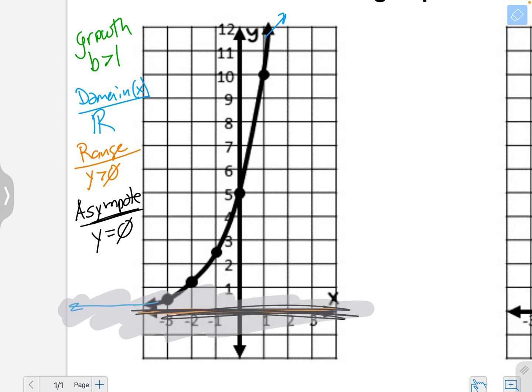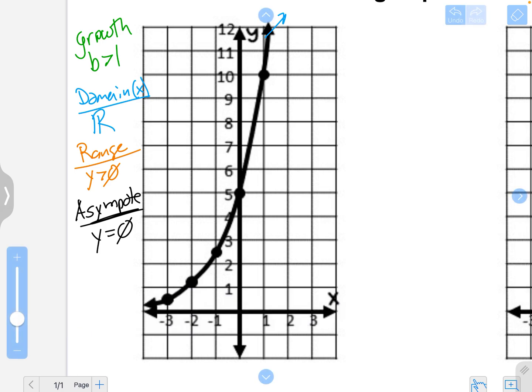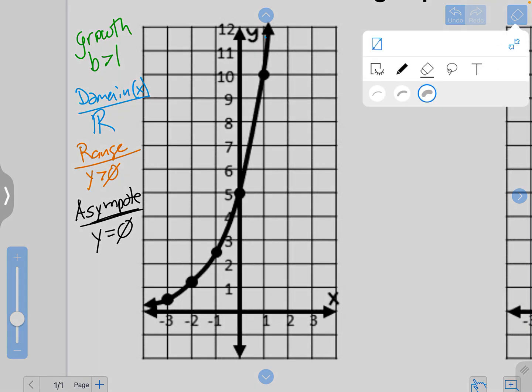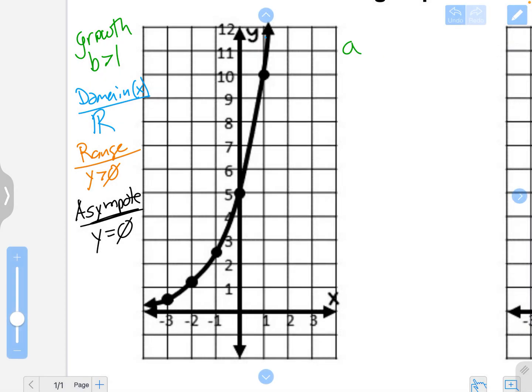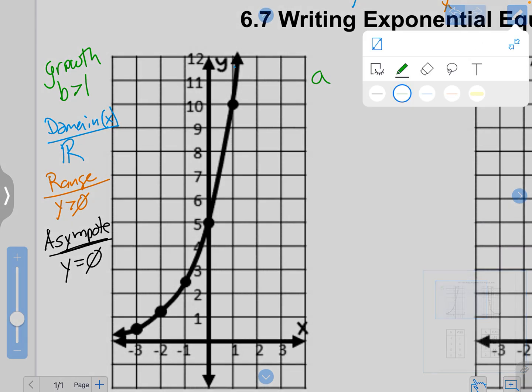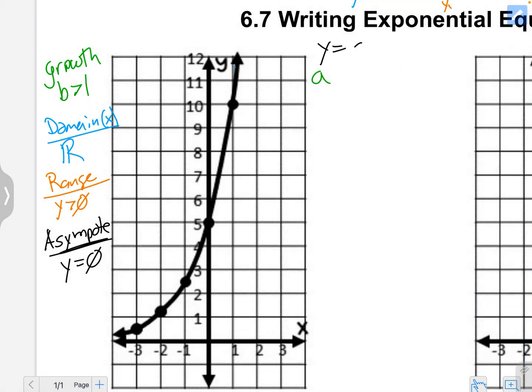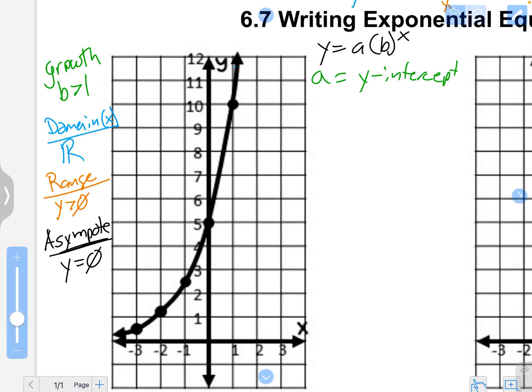So now let's get into how we write our equation of our graph. The first thing we need to do is find our a, because again, our equation is y equals a parentheses b to the x. Our a is our y-intercept. And so we're looking at our y-axis, which is right here. And we want to see, where does this line cross the y-axis? And it crosses it at 5.